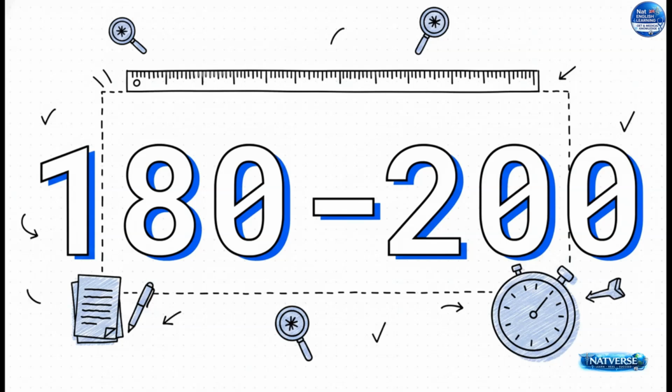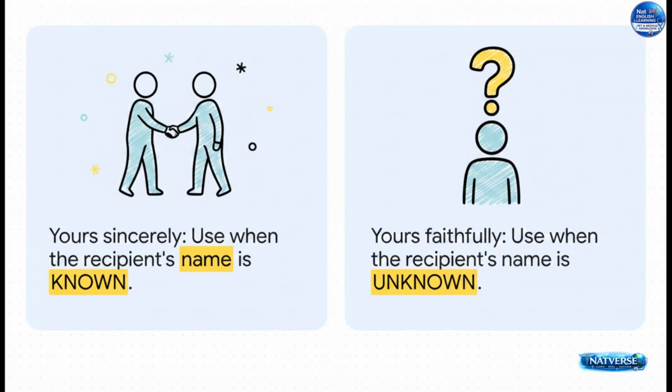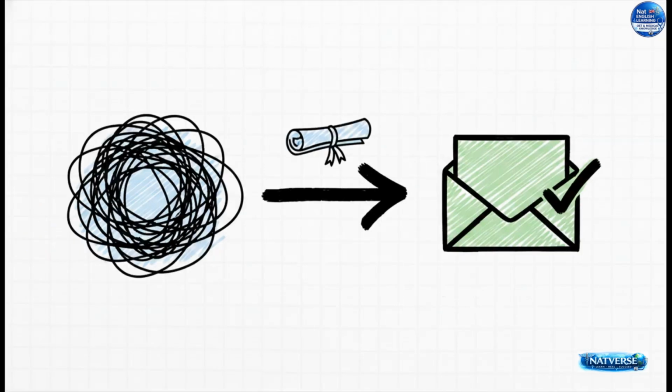Let's talk details. This one's a biggie. You have to stay within that word count. And don't forget these little things. They seem small, but they're super important for a pro look. Here's a classic mistake people make. Know when to use sincerely versus faithfully. And before you send it off, always run through this final checklist. It's a lifesaver.